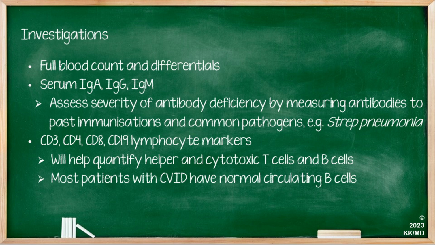Investigations for someone with potential CVID firstly include full blood count with differentials. Serum IgA, IgG, and IgM levels should be taken, and this is to assess the severity of antibody deficiency, which can also be done by measuring antibodies to past immunizations and common pathogens, for example, Streptococcus pneumoniae. CD3, CD4, CD8, and CD19 lymphocyte markers may also be measured, and this will help to quantify helper and cytotoxic T cells and B cells. Most patients with CVID will have normal circulating B cell levels.